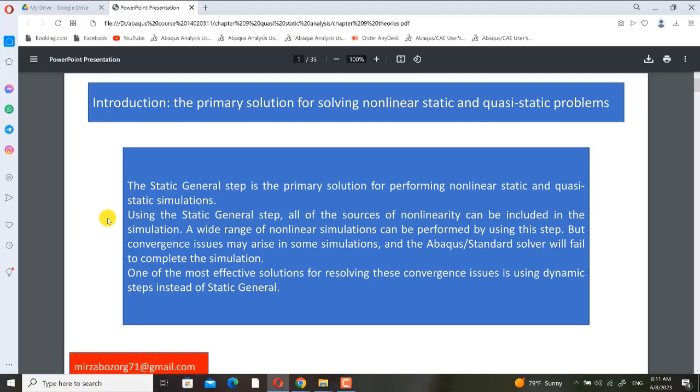A wide range of nonlinear simulations can be performed by using this step, but convergence issues may arise in some simulations, and the Abaqus standard solver will fail to complete the simulation. One of the most effective solutions for resolving these convergence issues is using dynamic steps instead of a static general. What are the dynamic steps? Dynamic implicit step and dynamic explicit step.